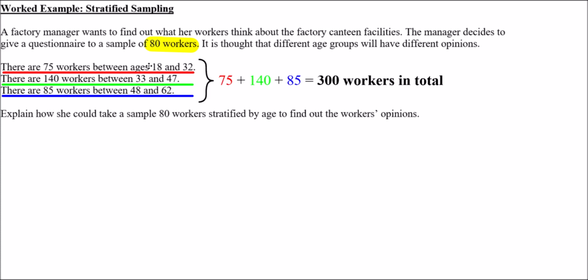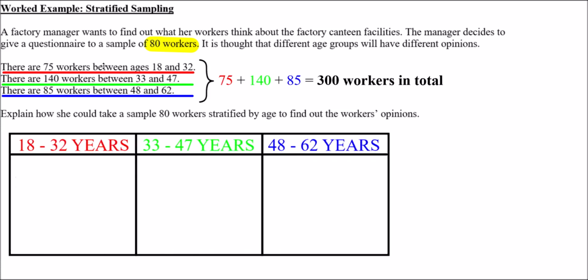Just thinking about the different age groups now, 75 of them are between 18 and 32. So 75 out of 300 is the fraction aged between 18 and 32 in the factory. Therefore, we need that same fraction in our stratified sample. So we need 75 300ths of 80. It's that same fraction of people in that age group out of the total in the population, multiplied by the sample size. It's that fraction of the sample size each and every time.